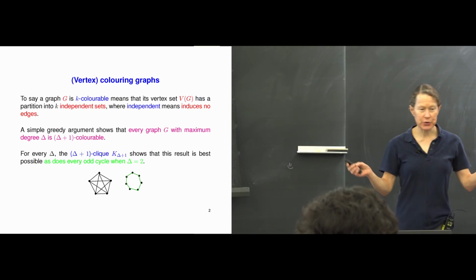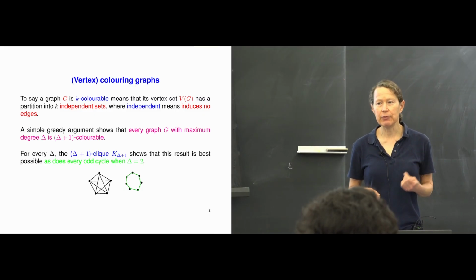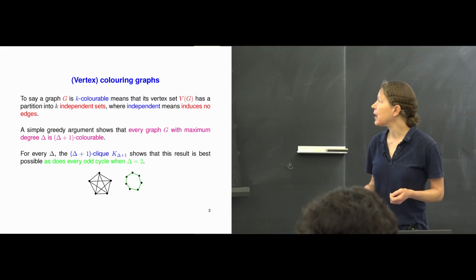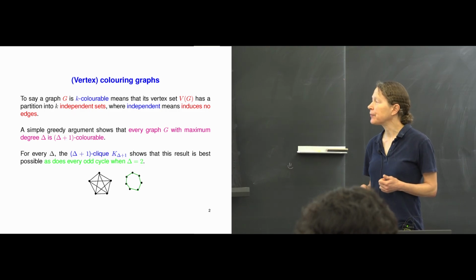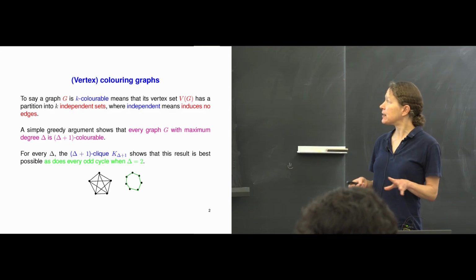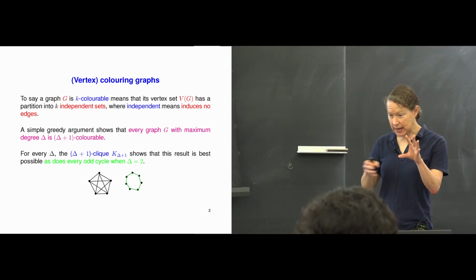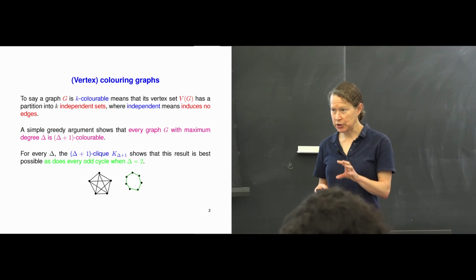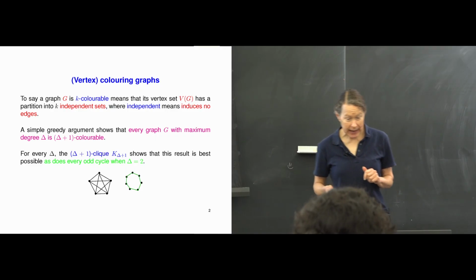Okay, but just to set the stage and make sure everyone knows what we're talking about, I'm talking about coloring the vertices of a graph. So to say that a graph G is k-colorable means that you can partition the vertex set into k so-called independent sets. So inside an independent set, you don't have any edge of the graph. That's what it means to say that G is k-colorable.